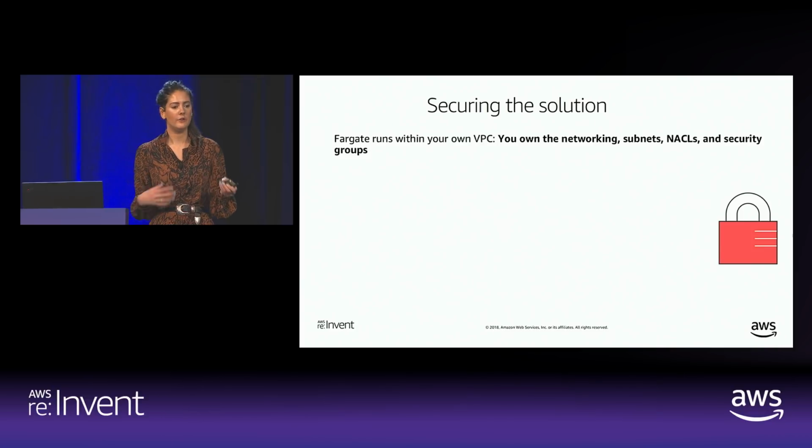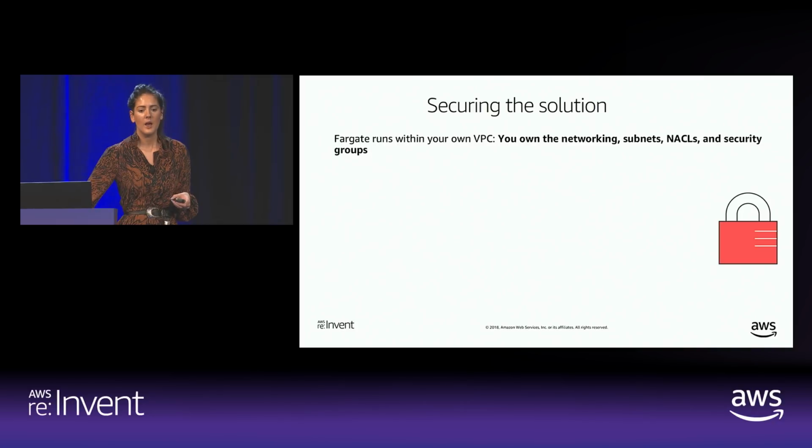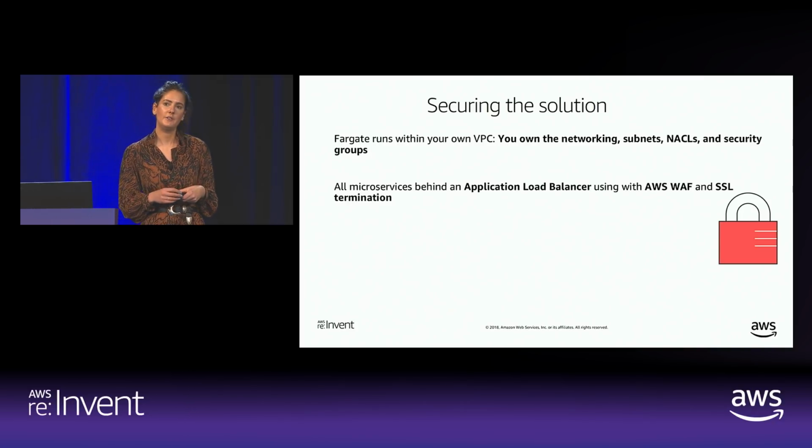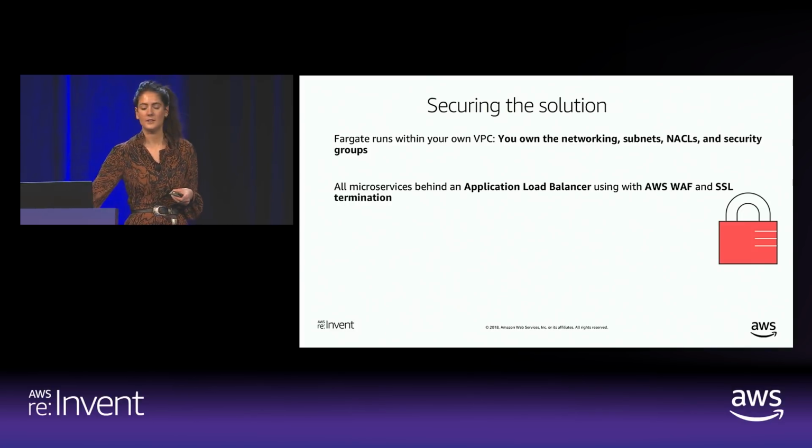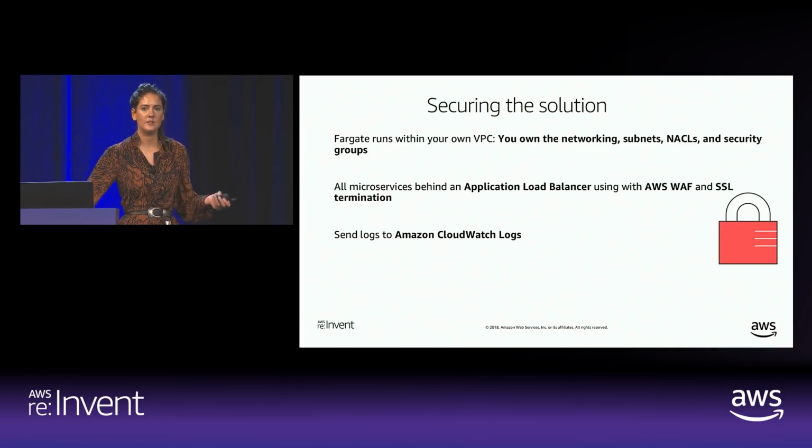Fargate runs in your own VPC, so all the networking and subnets is controlled by you, so we could ensure that we were putting it in private subnets, we had those security group rules, we had that control over the networking. We have all of the microservices behind an application load balancer, which allows us to put AWS WAF in front of that with SSL terminating on the load balancers. We've got all logs enabled, and it's shipped to CloudWatch Logs, given the integration between ECS Fargate and CloudWatch Logs.